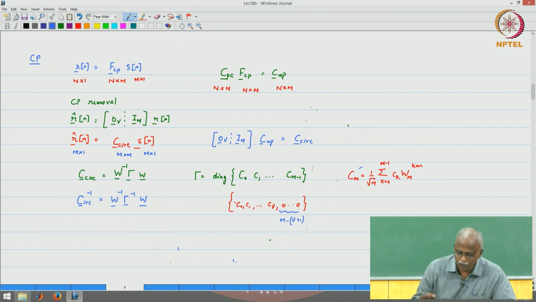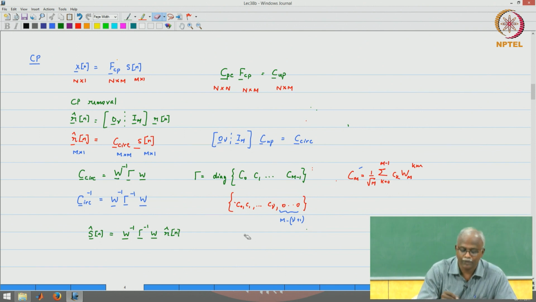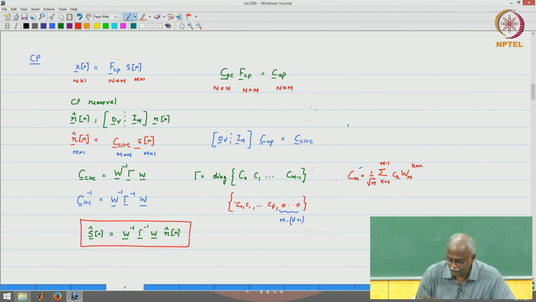Okay, so the key equation for us is the fact that we can obtain the computation of the transmitted signal S hat of n by means of the following equation: W inverse lambda inverse W times R hat of n. That is the equation, that is where we reached, and that is where we would like to pick up from in today's class. Okay.